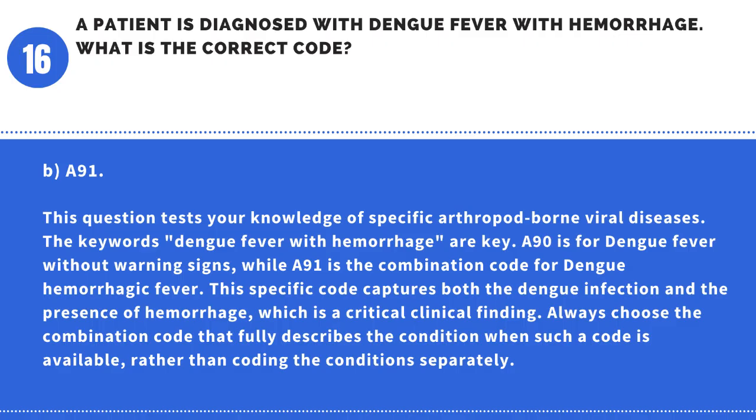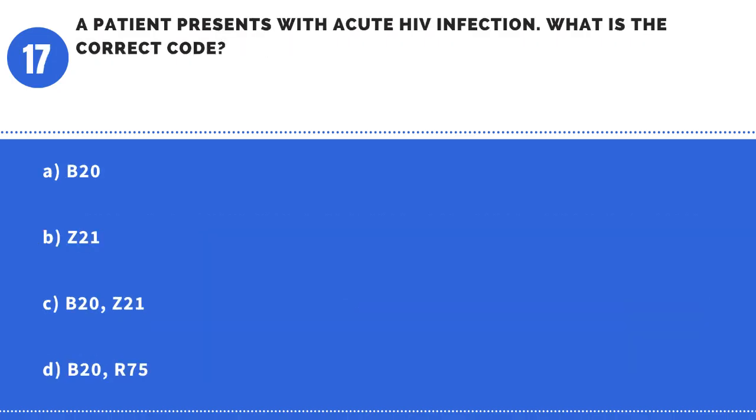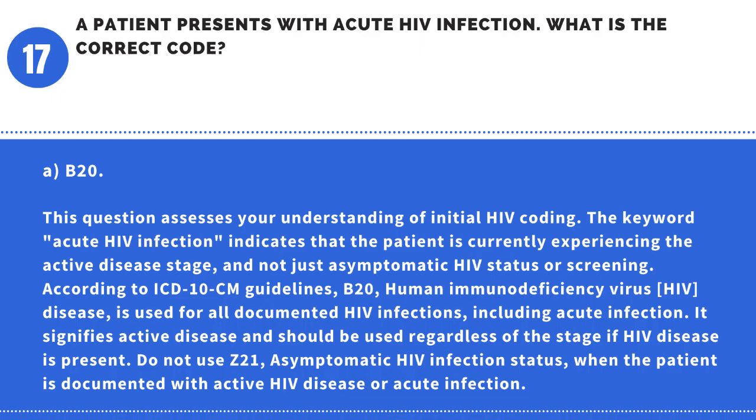condition separately. Question 17. A patient presents with acute HIV infection. What is the correct code? A. B20. B. Z21. C. B20 and Z21. D. B20 and R75. Answer A. B20.